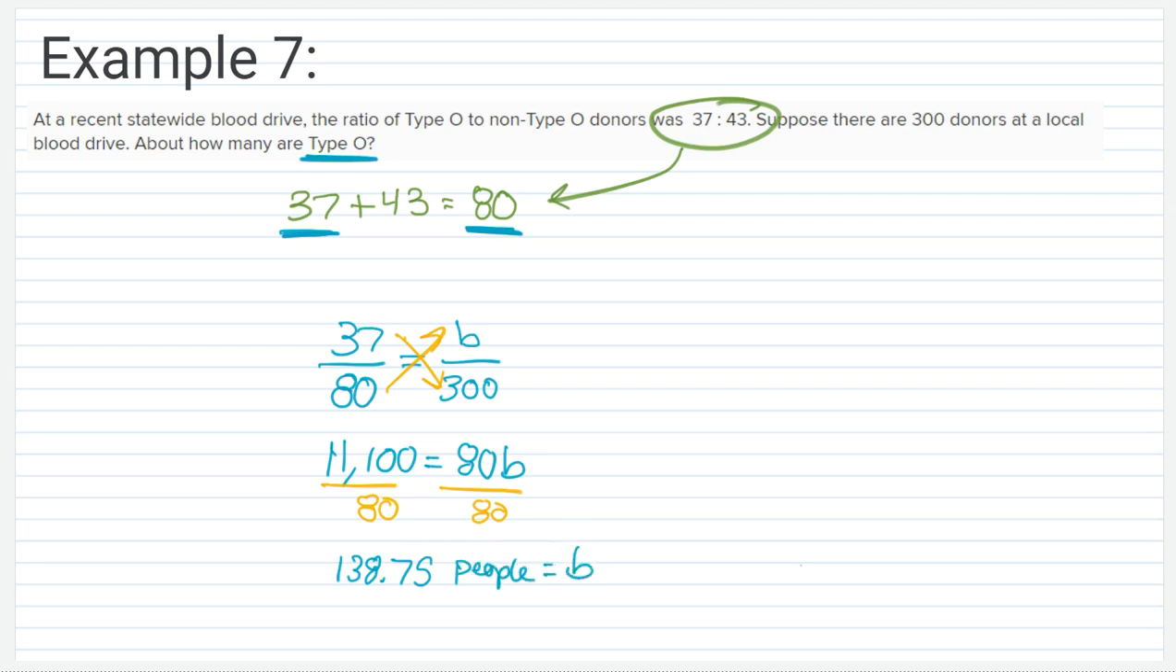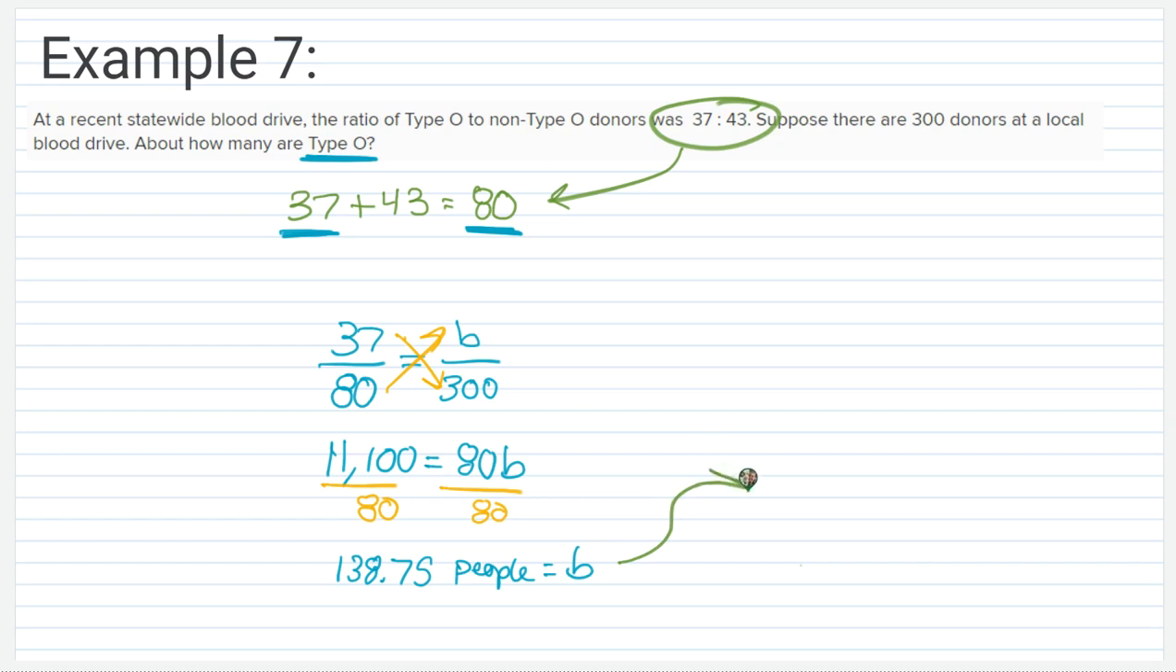type O. Now, it says about how many, and typically with a question like this, it would be nice if it actually said to round. So in this case, we'll actually round down because you can't have 75 hundredths of a person, and if you round up, that's actually going to throw off, again, the number of people. And so a more accurate way of responding to this question would actually be to round down and say that it's going to be 138 people or donors.